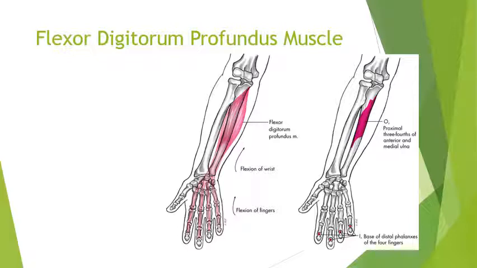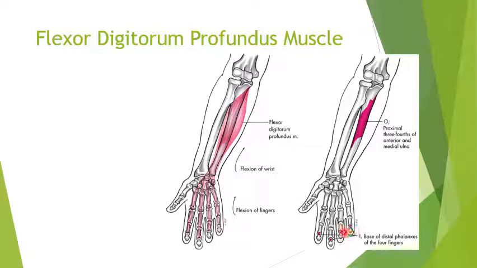The flexor digitorum profundus, again, we're looking at the medial side, so the origins are the proximal 3/4 of the anterior and medial ulna. Now the insertion here is an important distinction. The flexor digitorum profundus goes to the base of the distal phalanges. So you get an insertion at each of the four fingers at the base of the distal phalanges. Remember, the superficialis goes to the middle phalanx. This goes to the distal.